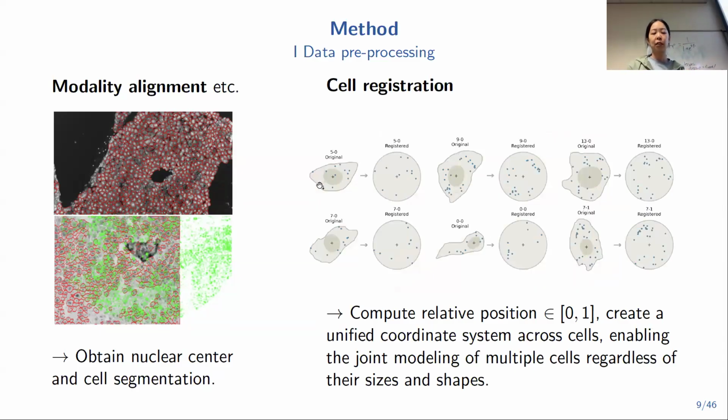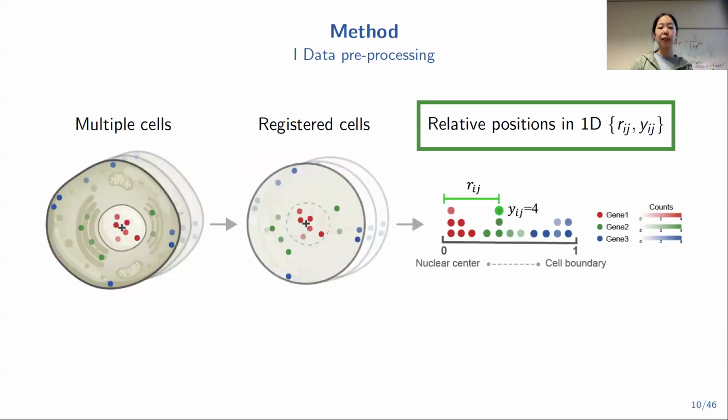So we can see after the registration, we still keep the pattern relative to the landmark. For example, this particular gene in the original cell looks cytoplasmic, and after registration it is still cytoplasmic, and so are the others. So the purpose of this step is really to enable us to work on multiple cells at the same time. This is basically our preprocessing step. We got many cells of different shapes, and we register them all into a unit disk.